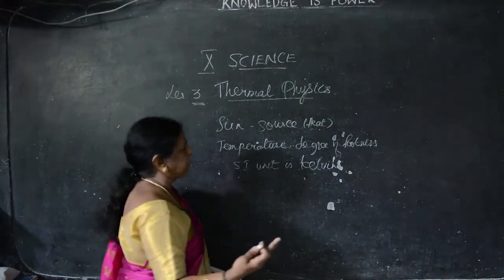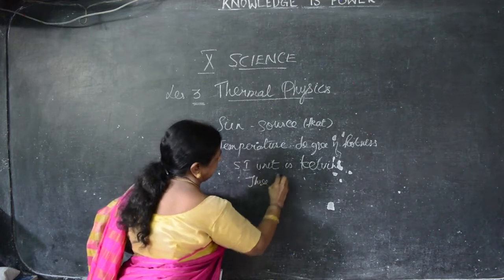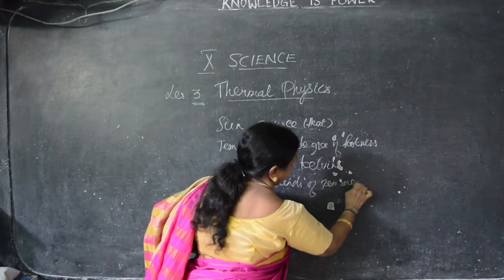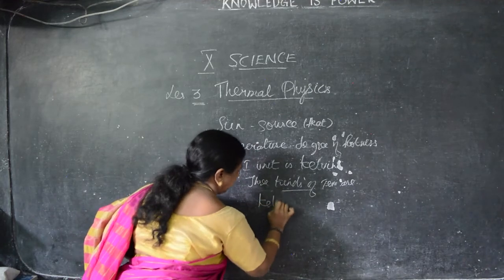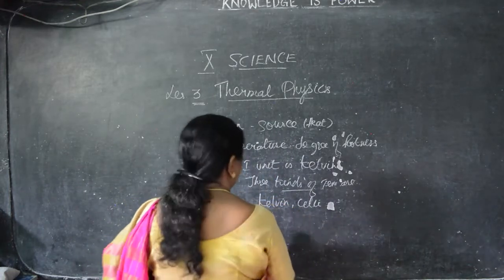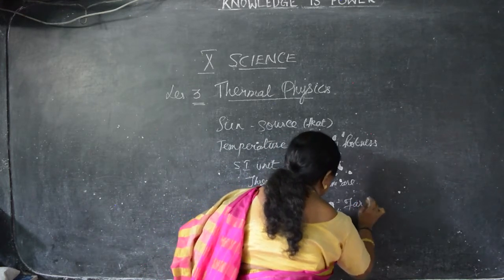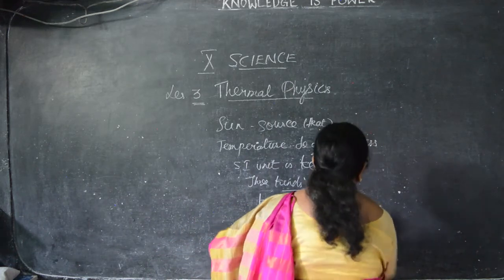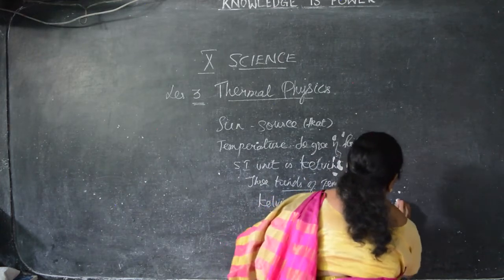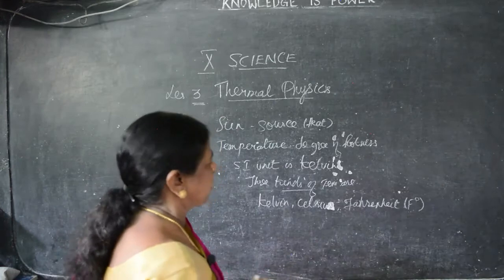There are three kinds of temperature scales. They are Celsius, Fahrenheit and Kelvin. What are the three kinds? Kelvin, Celsius, and Fahrenheit. Okay, there are three kinds of temperature scales: Kelvin, Celsius and Fahrenheit.